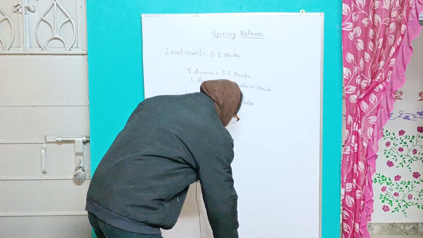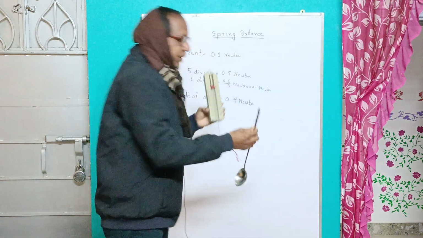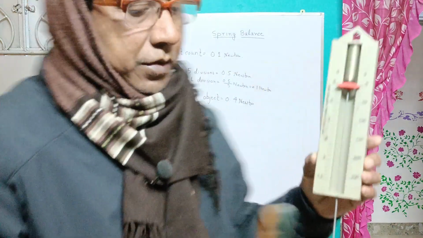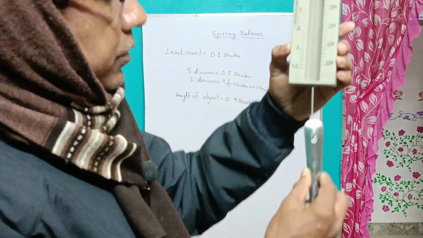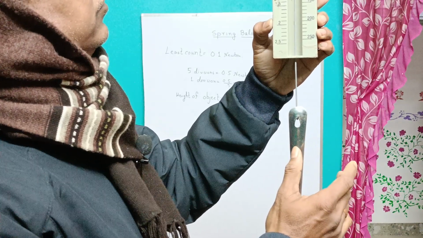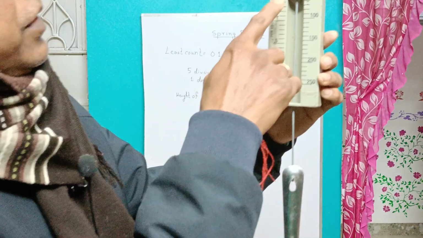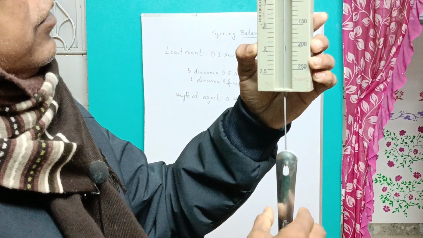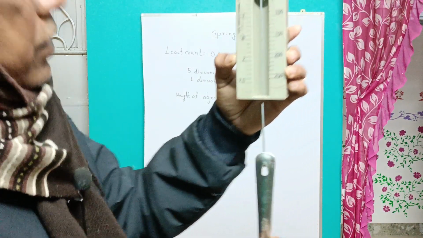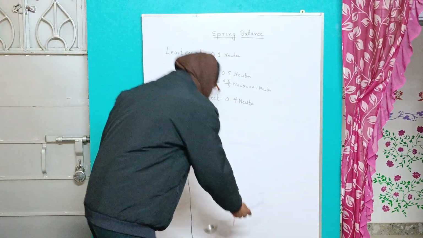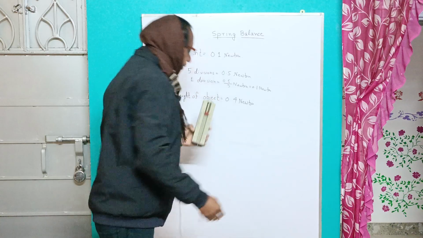Now I will measure the weight of another object, that is this one, and let us see what is the weight of this object. You see here, there are three divisions. You see here, 1, 2, 3. Therefore, the weight of this object is 0.3 Newton, right? Therefore, we can write that the weight of this object is 0.3 Newton.